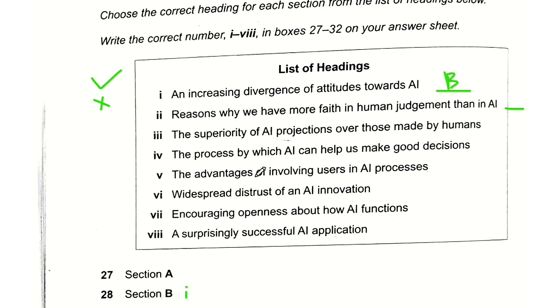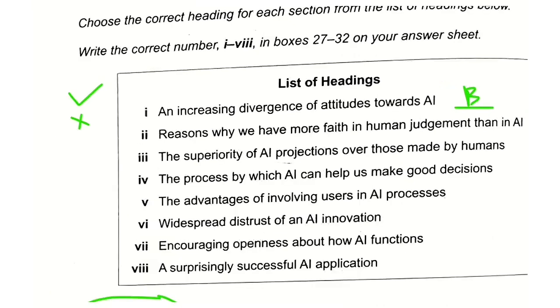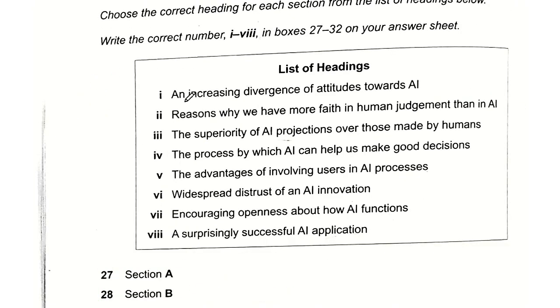After you have completed finding all the answers, whatever you have written, you can just write it down here. And then what you have to do is transfer these answers into the answer sheet. When you're scanning through the passage, you'll be writing your answers here itself. Before transferring into the answer sheet, you will write it here and then you will transfer it into the answer sheet. So now we're quickly going through the options and increasing divergence of attitudes towards AI.